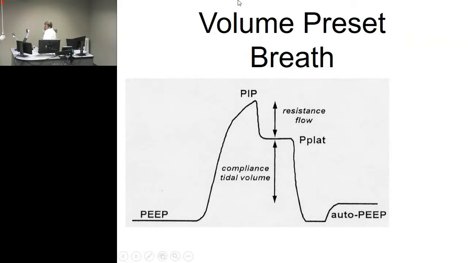This is what you would see in a standard AC or volume control ventilation curve. I know a lot of times ventilators now are frequently getting set to PRVC, and so you're not going to see this plateau here because you don't have the inspiratory pause. But this is what you would see in a volume control ventilation with peak inspiratory pressure. And then here, you're going to have your inspiratory pause before you finally cycle off.